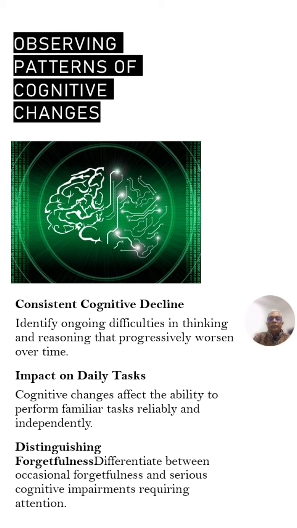So first of all, you need to observe the pattern of cognitive decline, which has to be consistent. Temporary lapses may not be dementia. You need to identify ongoing difficulties in thinking and reasoning that progressively worsen over time. And these should have an impact on daily tasks and the ability of the person to perform familiar tasks.